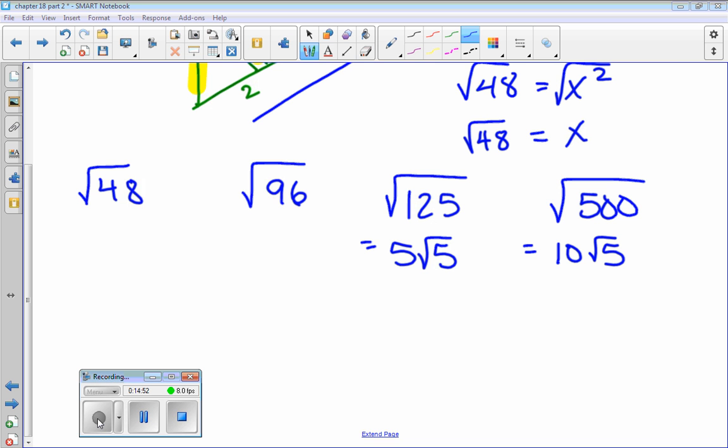48 was 12 and 4, 8 and 6. And since that was 4 and 3, it would be 4 root 3. Four radicals. Yes. And then how about the square root of 96?